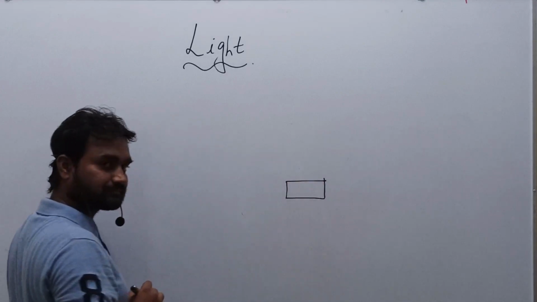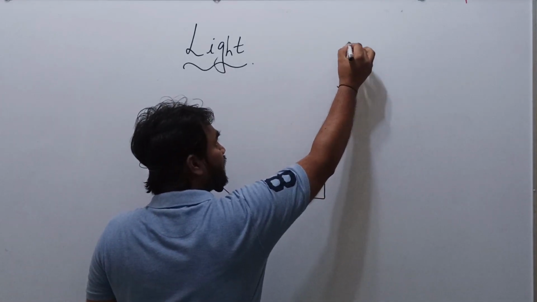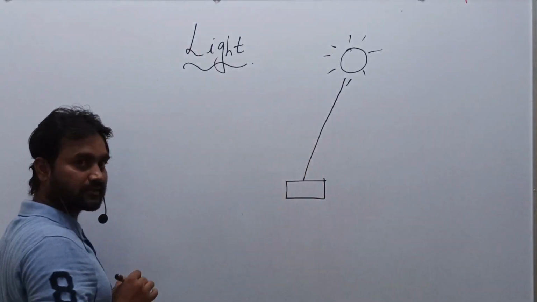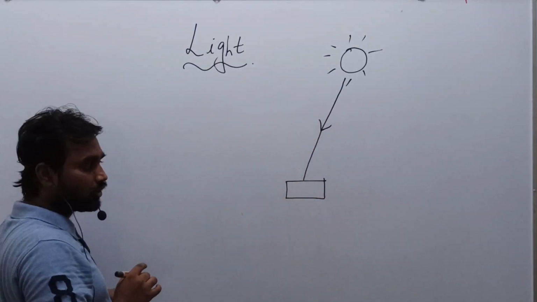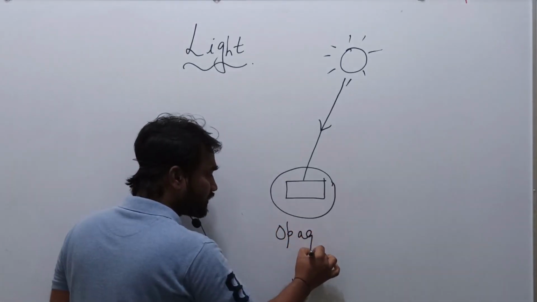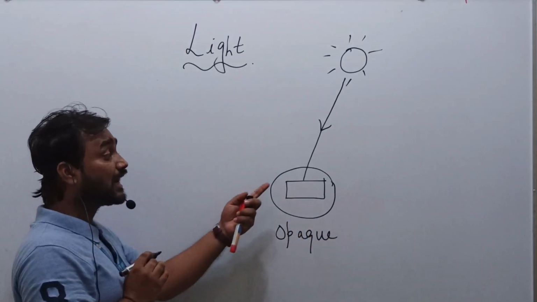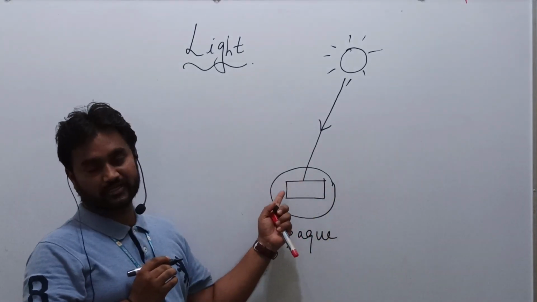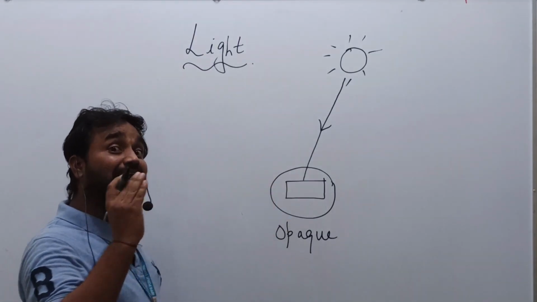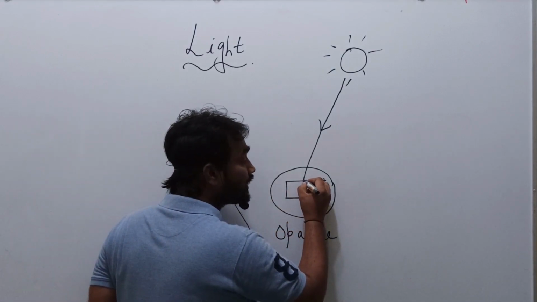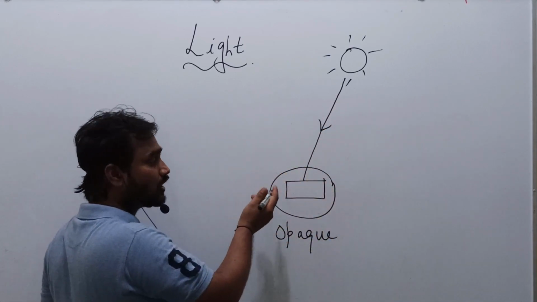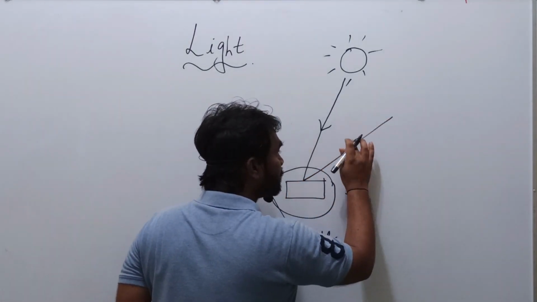Suppose I take this as an object, and let us assume that the sun rays are falling onto this object. When the light rays fall on this object, if this is an opaque object, what happens? The light will not be able to pass through this object. So the light will change its direction, because light moves in a straight line, so it cannot bend and cross over this object. So it is going to reflect back.